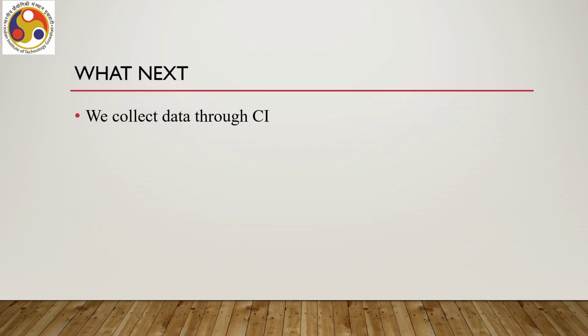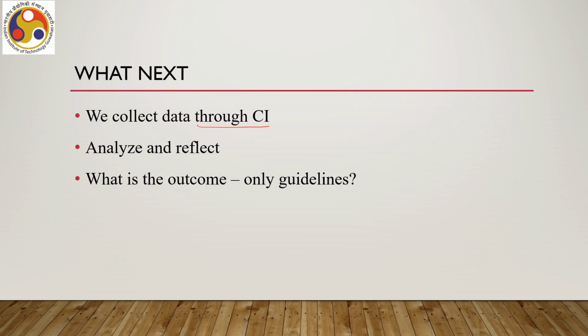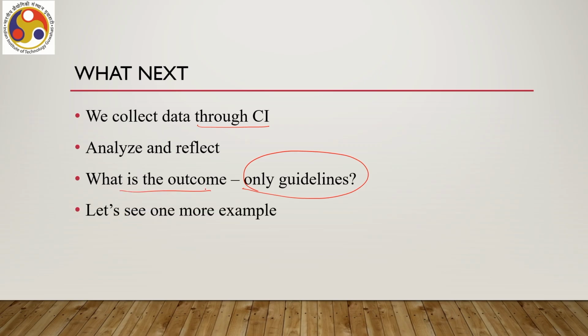So, on reflection, let us delve a little deeper. Once we collect the data through CI, we analyze and reflect. What is the outcome? So far in the previous part, we have seen that we can come up with some design recommendations or guidelines. But is it the only outcome possible? Only the guidelines? Let us see one more example.